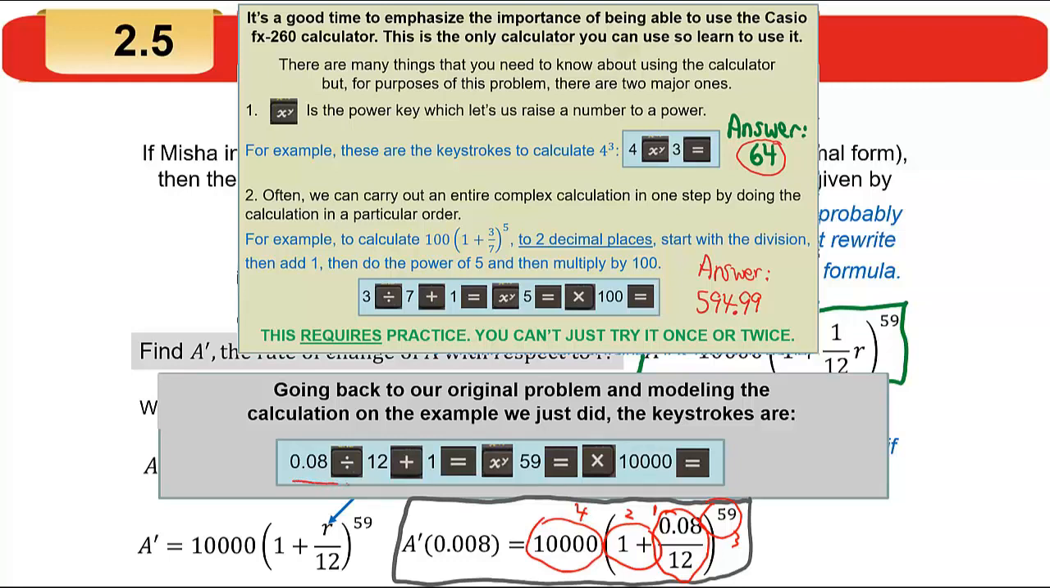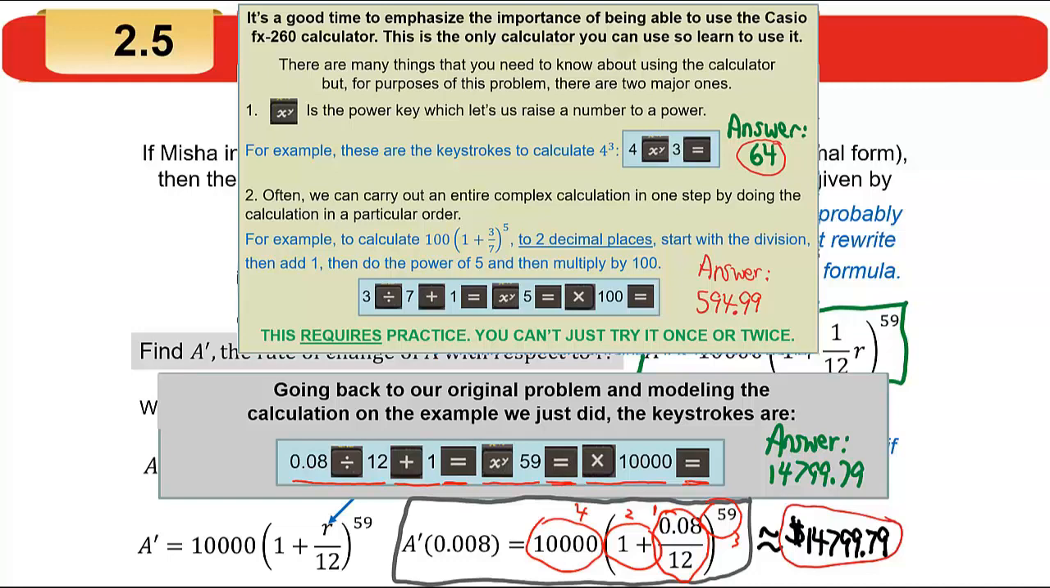Those are your keystrokes. Do the division first, then add 1, press equal to make the result show up, then raise the power of 59, again press the equal to make the answer show up, then multiply by 10,000, and if you press equal, you will see the final result of 14,799.79. Remember, it said to do it to 2 decimal places. And again, practice makes perfect.